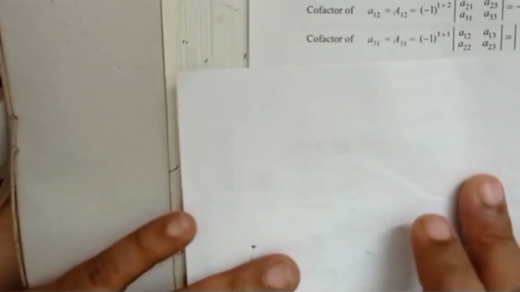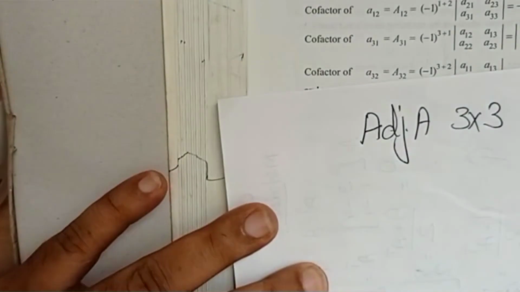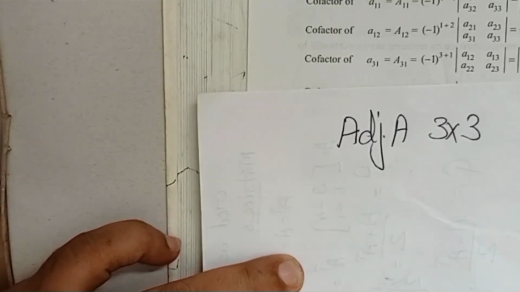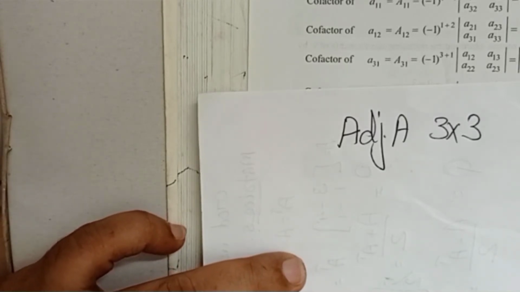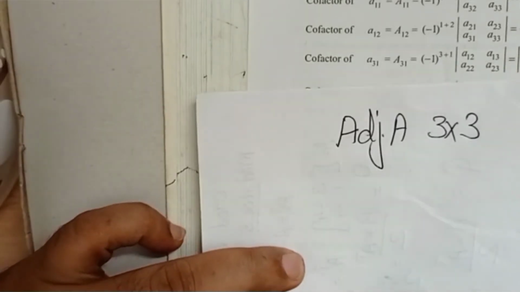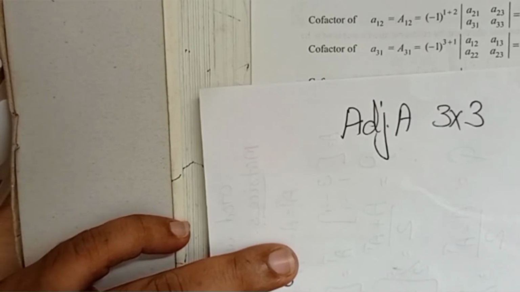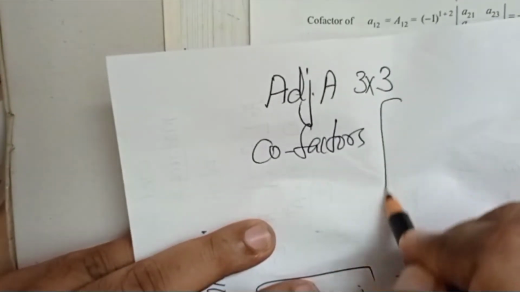Next: adjoint of A. Find the adjoint of a matrix A of 3 by 3 order. I already explained that for 2 by 2. Here our aim is to find the adjoint of a 3 by 3 matrix. I will explain that. All of you write. To find the adjoint of a matrix, find the cofactors of each element. Then you will get a matrix, isn't it?